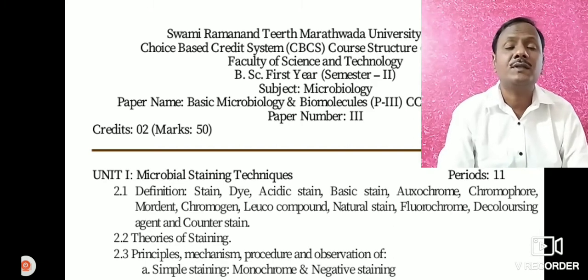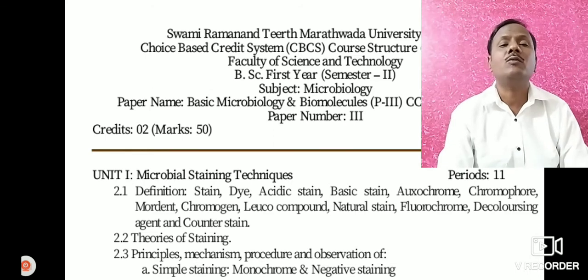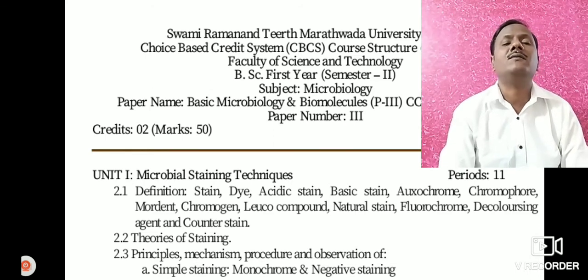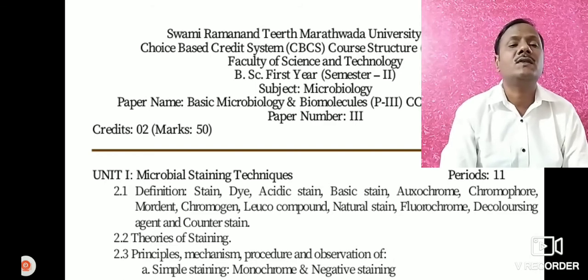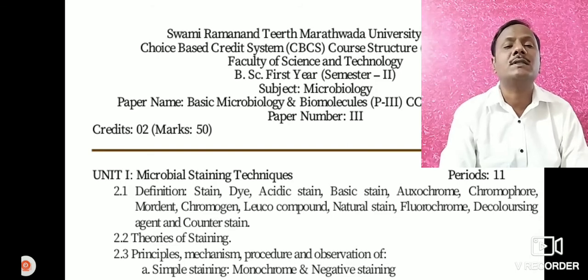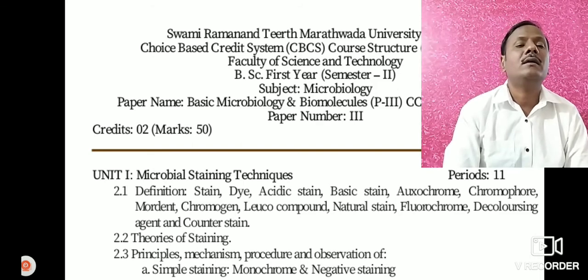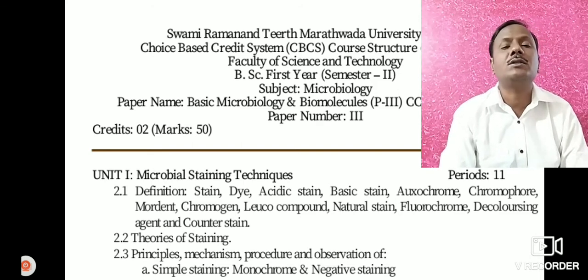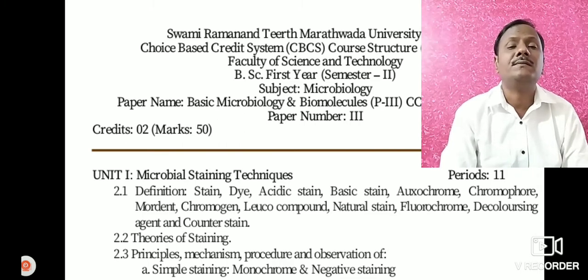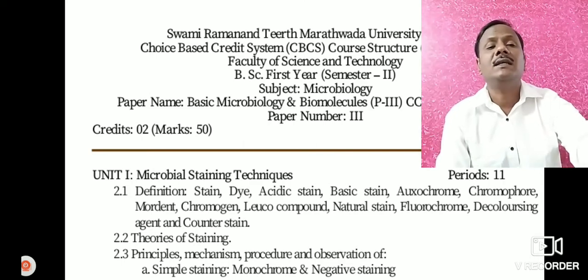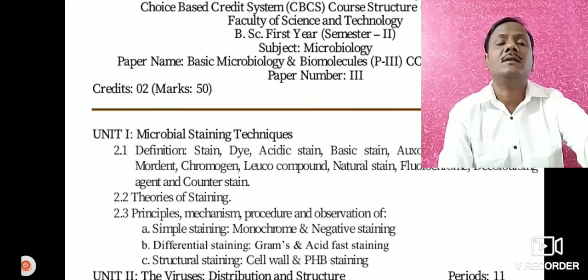There are 4 units. The first unit is microbial staining techniques. Under that we'll see the definition of stain, acidic stain, basic stain, auxochromes, chromophores, mordant, chromogens, leuco compound, natural stains, fluorochromes, decolorizing agent, and counter stains. Apart from that, we'll see the theories of these staining methods. There are different stainings, that's why we'll see the theories of such staining methods.